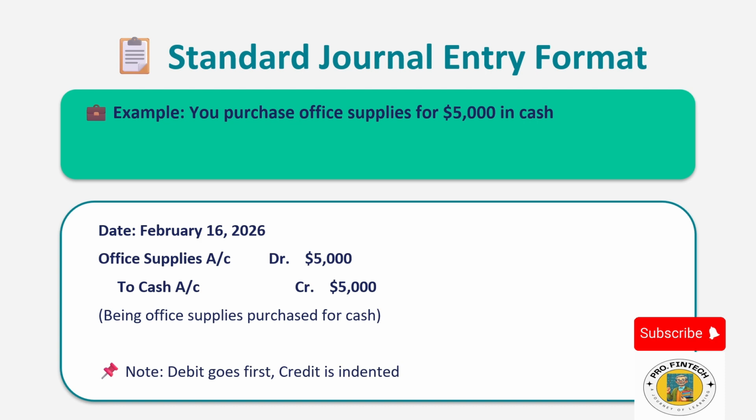That's the standard format. The debit account always comes first and the credit account is always indented below it. This makes it super easy to read. See, not so scary, right? Once you understand the logic, it's just like following a recipe.